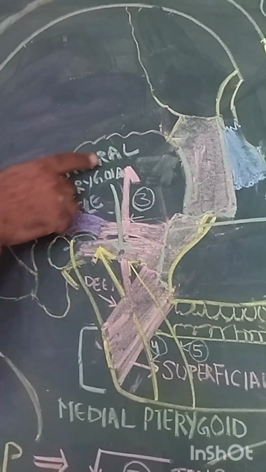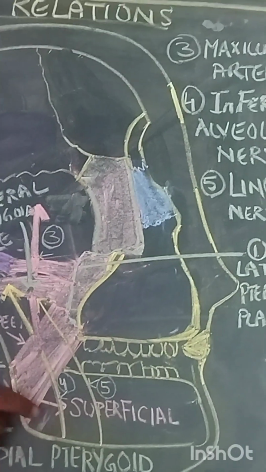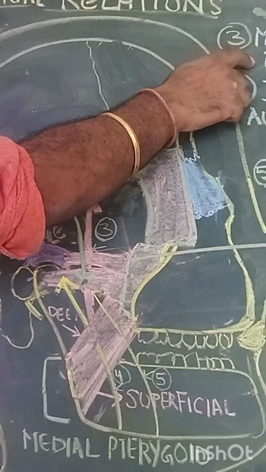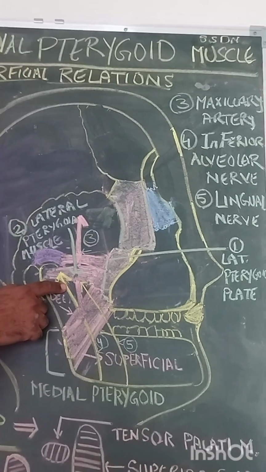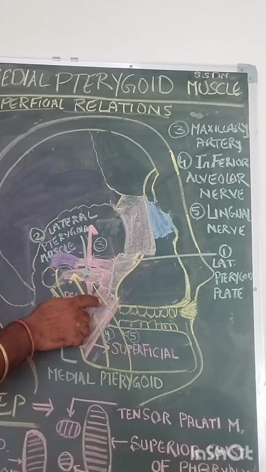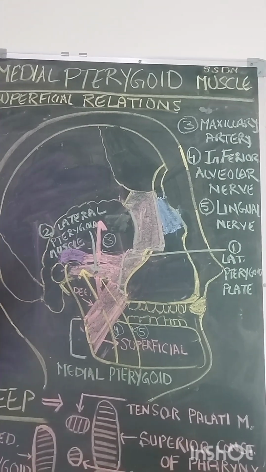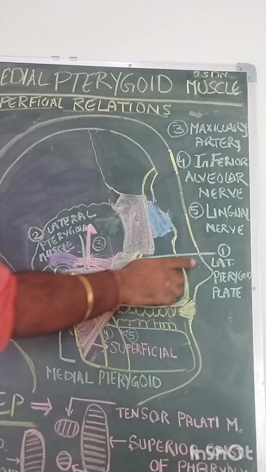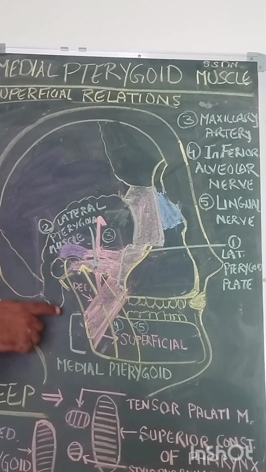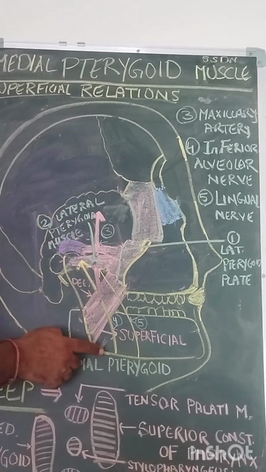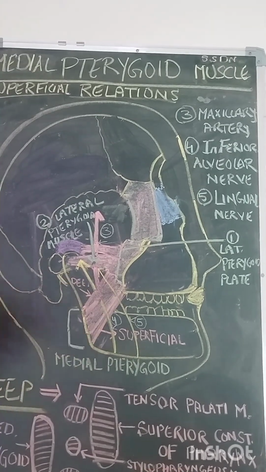Then second is lateral pterygoid muscle. Third is the maxillary artery. Fourth is inferior alveolar nerve, and fifth is the lingual nerve. So we have 5 superficial relationships of medial pterygoid. Number 1 is lateral pterygoid plate. Number 2 is lateral pterygoid muscle. Number 3 is maxillary artery. Number 4 is inferior alveolar nerve, and number 5 is lingual nerve.